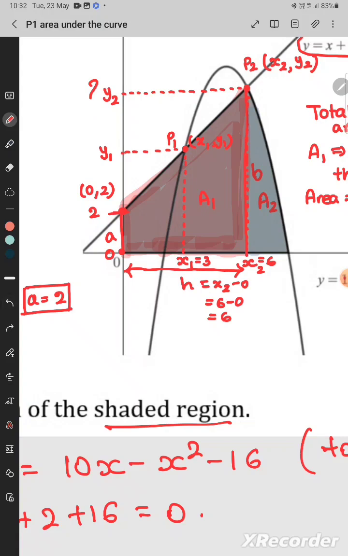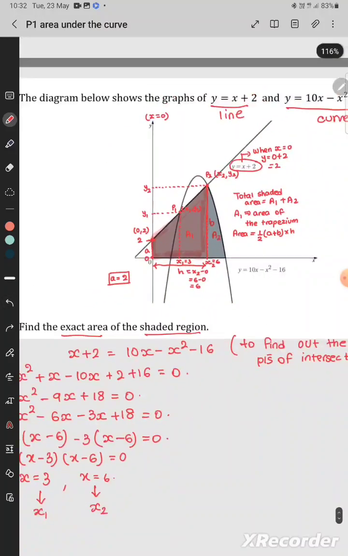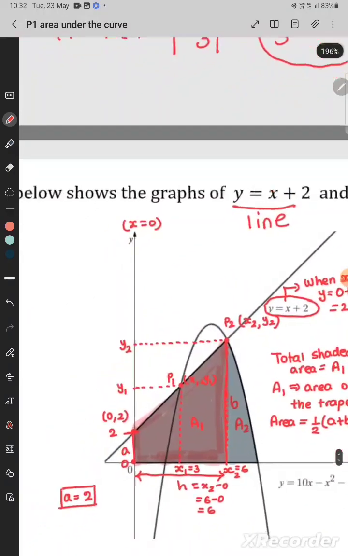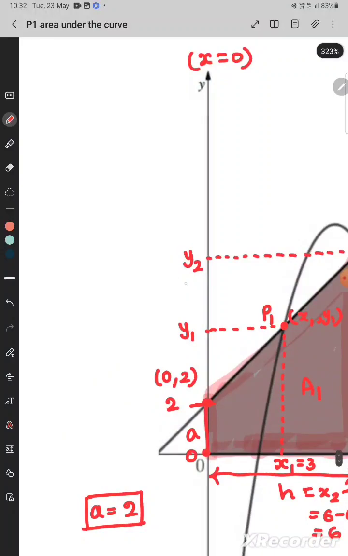So for that I can use either the equation of the curve or the equation of the line. I'm going to use the equation of the line because that's simpler. So the equation of the line is y equal to x plus 2. I already know the x coordinate, which is 6. So y2 will be how much? 6 plus 2, which is 8. So this is equal to 8.